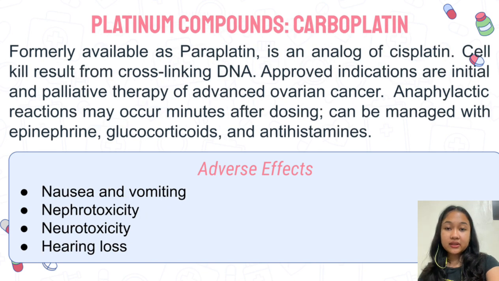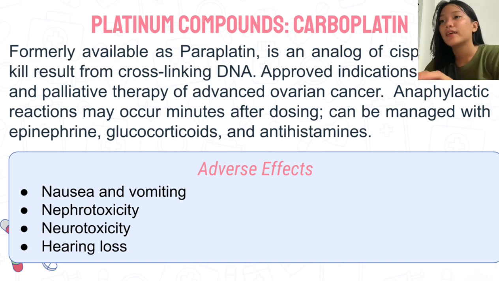Next is carboplatin. Formerly available as Paraplatin, carboplatin is an analog of cisplatin. Cell kill results from cross-linking of DNA. Its approved indications are initial and palliative therapy of advanced ovarian cancer. Anaphylactic reactions may occur minutes after dosing but can be managed with epinephrine, glucocorticoids, and antihistamines. Its adverse effects are similar to those of cisplatin, which are nausea and vomiting, nephrotoxicity, neurotoxicity, and hearing loss.